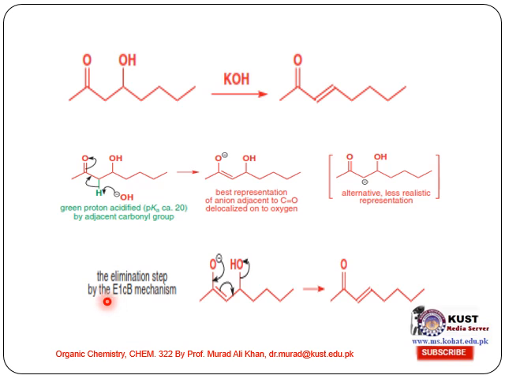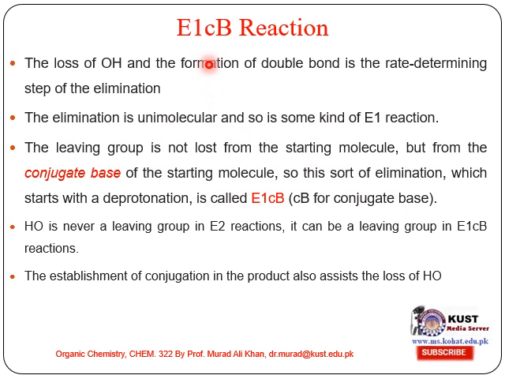Now the second step is the elimination of the hydroxyl group. You see here this double bond is migrated here and the hydroxyl group is removed and we get this elimination product, this one. So this is the mechanism of the E1cB reaction. The loss of hydroxyl and the formation of double bond is the rate determining step of the E1cB elimination.